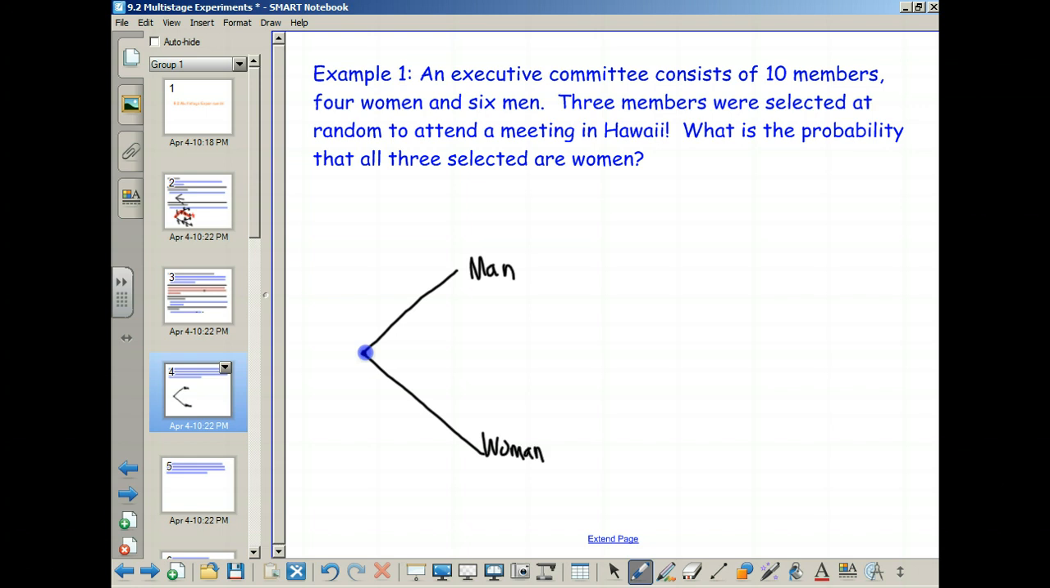What's the likelihood of selecting a man among those 10 people? 6 out of 10. We'll simplify all our fractions at the end. What's the likelihood I select a woman? 4 out of 10. After I've reached in and pulled a name out of the hat, I get to select again, because I pick 3 people to go to Hawaii. So I will draw another possibility. Again, man, woman.